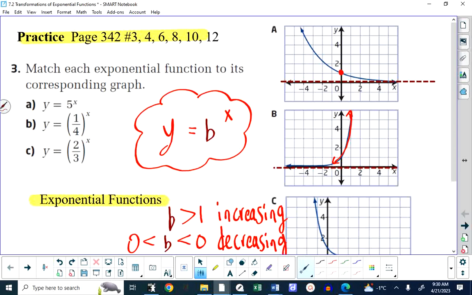So all that being said, does anybody have any questions from any of the assigned problems? Go ahead, Janessa. Okay, let's look at number 10.